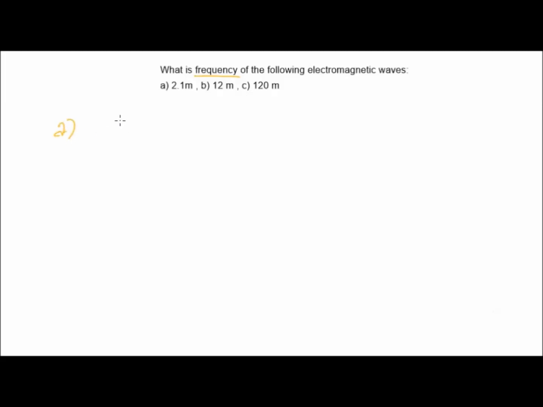Question says, what is the frequency of the following electromagnetic waves? A, for the A, is asking frequency. Frequency equal speed of light over wavelength. Speed of light is the constant 3 times 10 to the power of 8 over wavelength. First one 2.1 meters, so it's equal 1.4 times 10 to the power of 8 hertz.